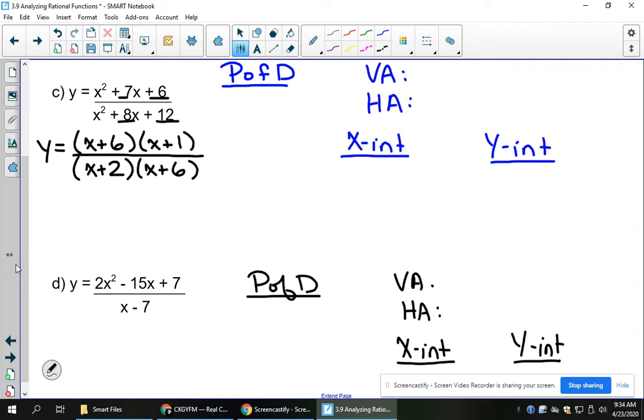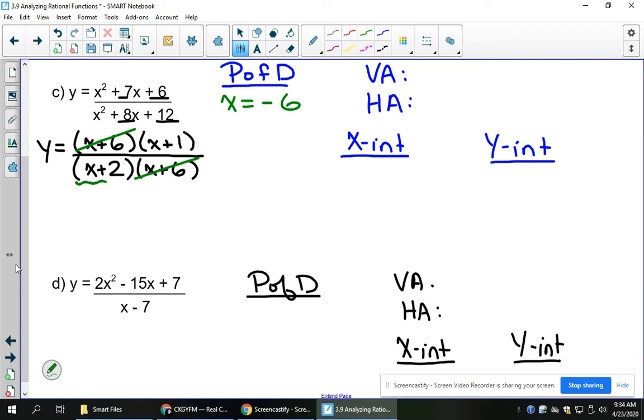Now, we've got a lot going on here. We're going to have a point of discontinuity and a vertical asymptote, and we need to be able to tell the difference between them. Doing this in a different color might help. As soon as you cancel a bracket that's identical on top and bottom, it becomes your point of discontinuity by switching the sign.